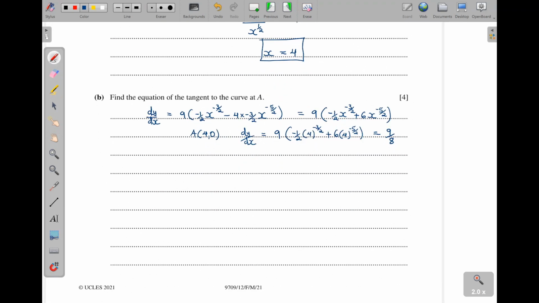Now to find the equation, we are going to use y minus y1 equals m into x minus x1. So y minus 0 equals 9 over 8 into x minus 4. So meaning we shall have y equal to 9 over 8 of x, then minus 4 times 9 over 8 gives 9 over 2. And that will be the equation of the tangent.